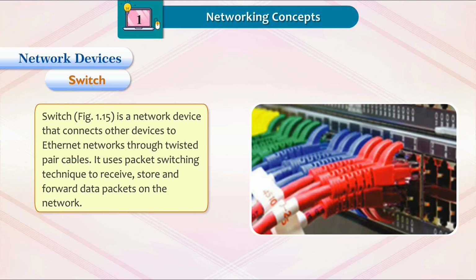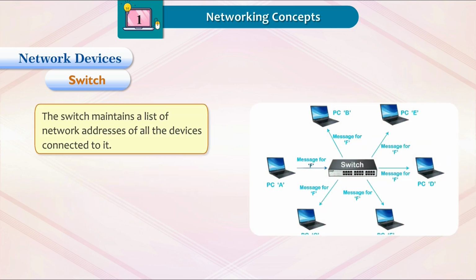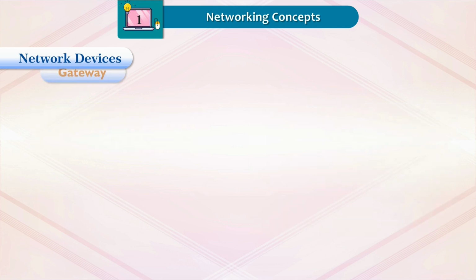Switch. Switch is a network device that connects other devices to Ethernet networks through twisted pair cables. It uses packet switching technique to receive, store, and forward data packets on the network. The switch maintains a list of network addresses of all the devices connected to it.